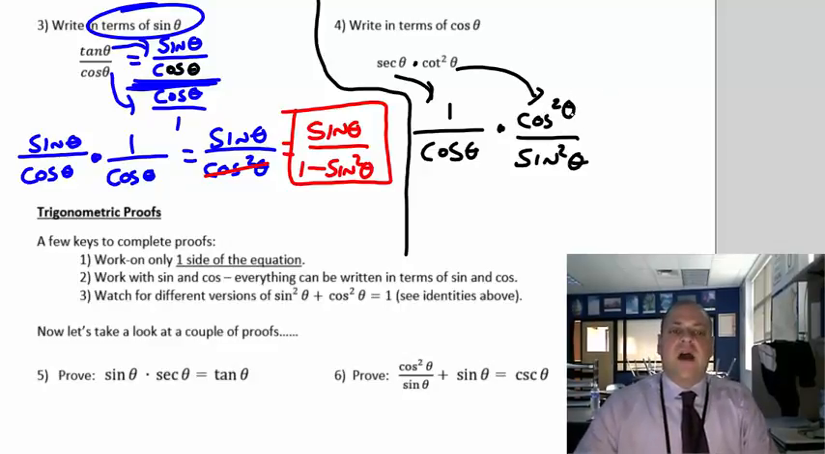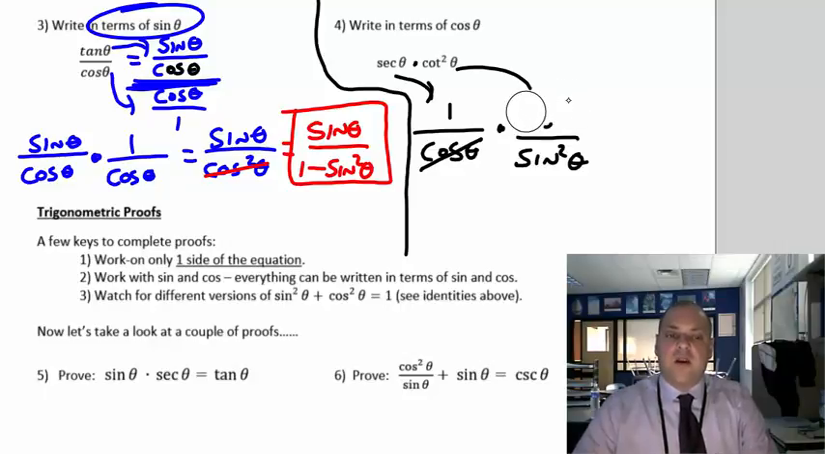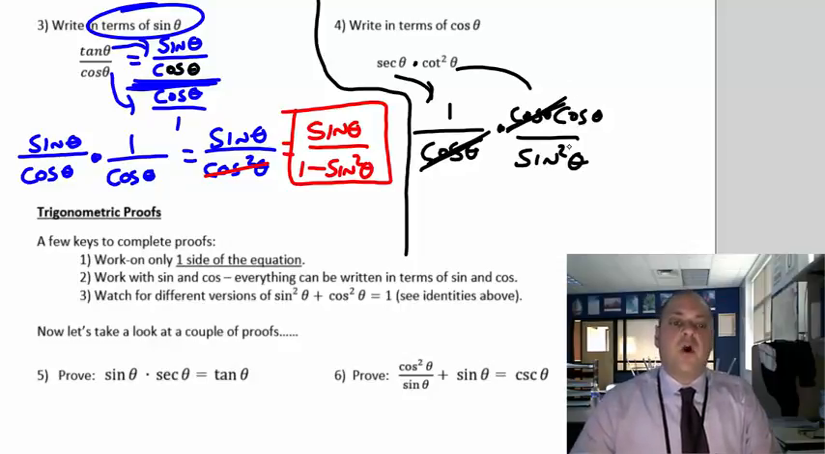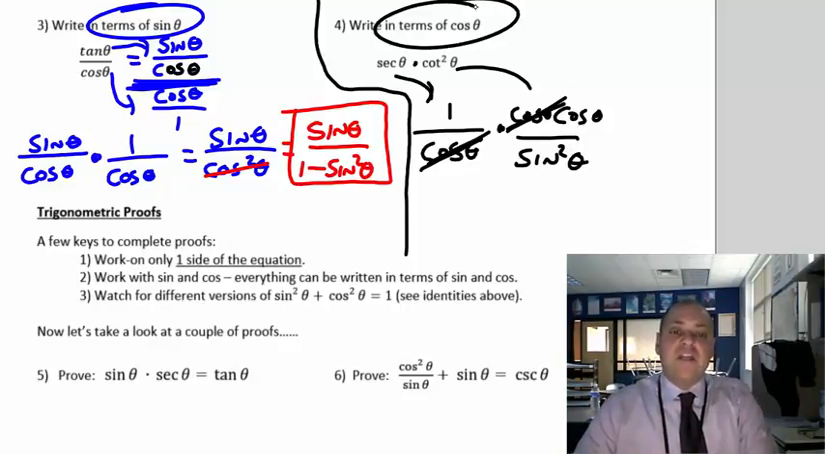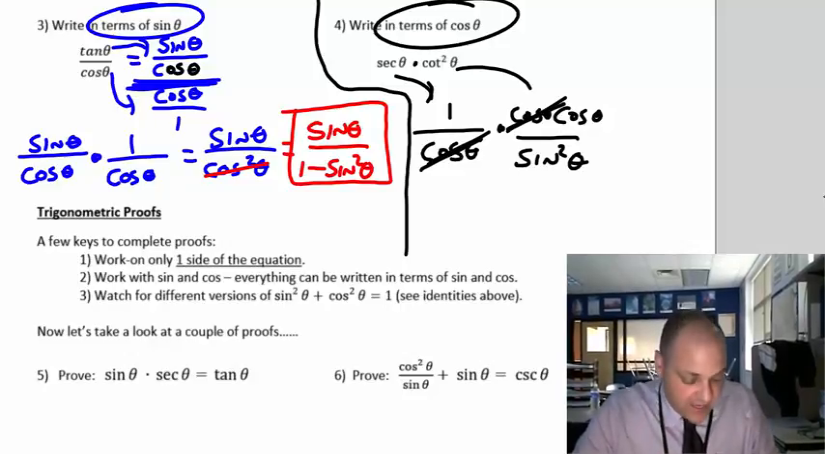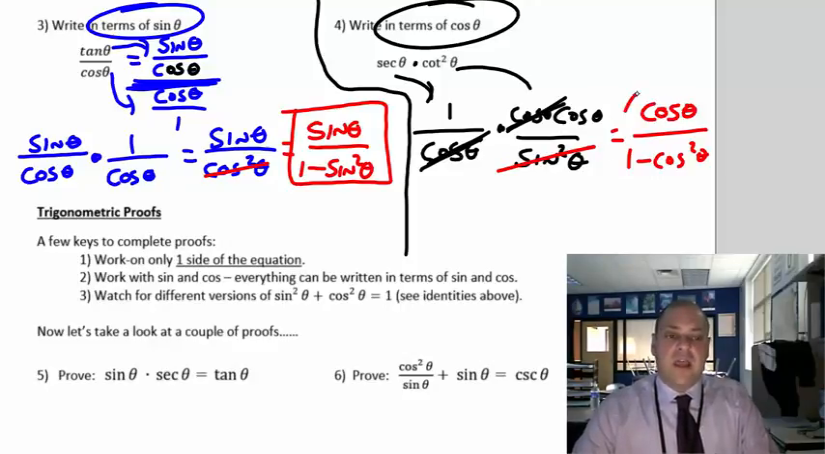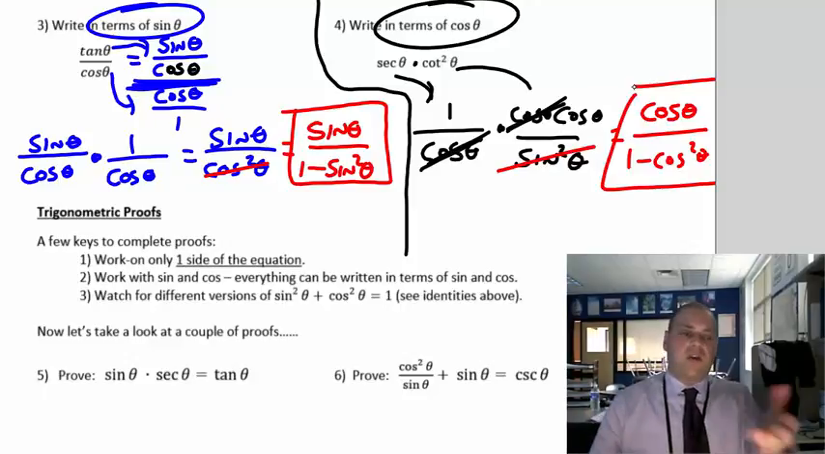All right. So now this cosine reduces with one of these. Cosine squared is really cosine cosine, right? So I can reduce this cosine with one of these cosines. And now I'm left with cosine over sine squared. I want it in terms of cosine. So I want to take out my sine squared and replace it with 1 minus cosine squared. And I'm going to leave that right there. And that's all I can do. I have it in terms of cosine. There's nothing else I can do there.